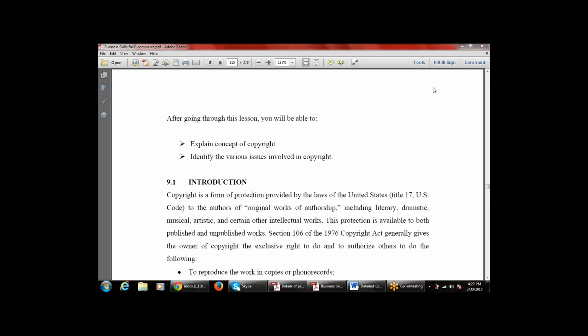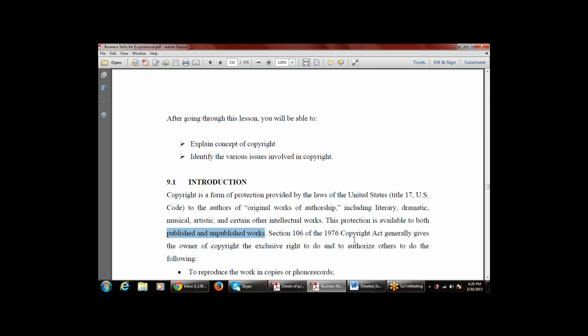So digital copyright can include the literary, dramatic, musical, and artistic. This copyright can be applicable in any field, including the artistic, the literary, the musical and other intellectual works. This protection is also available to both published and unpublished work. It is not applicable only to the published work, it is also applicable to the unpublished work. It is applicable to both published as well as unpublished works.